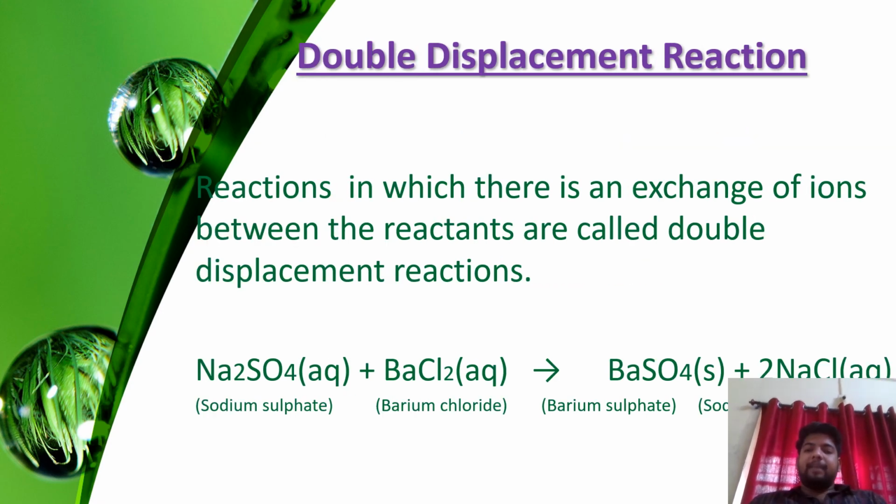Next is double displacement reaction. A reaction in which there is an exchange of ions between the reactants is called double displacement reaction. You can see Na2SO4 and BaCl2, both are reactants. So Ba displaces the sodium and sodium displaces the Ba. Both exchange their positions. Na comes at the place of Ba and Ba comes at the place of Na. So it forms BaSO4 and NaCl.